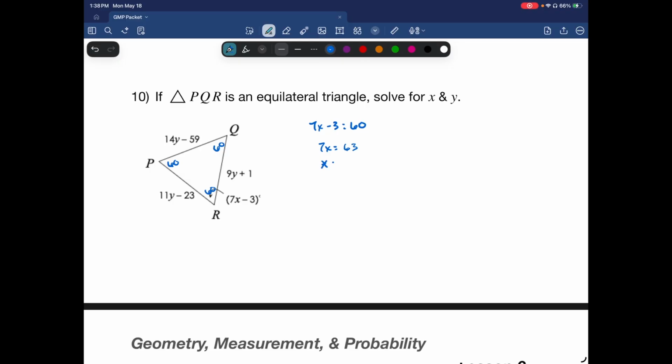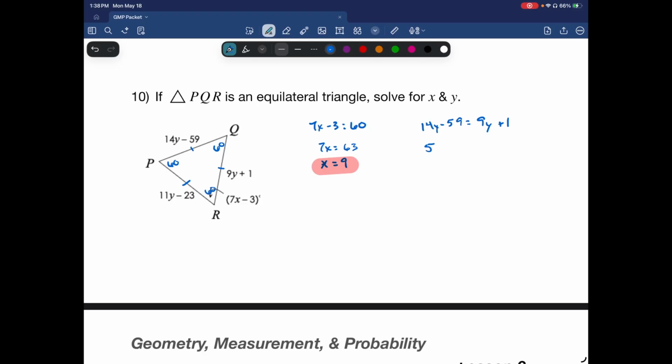X equals 9. Now, the great thing about all my sides being equal is I can just set two of them equal to each other. It doesn't matter which two. All right, so let's do 14y minus 59 equals 9y plus 1. All right, and again, you could have picked two other sides, you had multiple choices. You didn't have to pick these two. You just need to pick two sides. You don't need the third side.